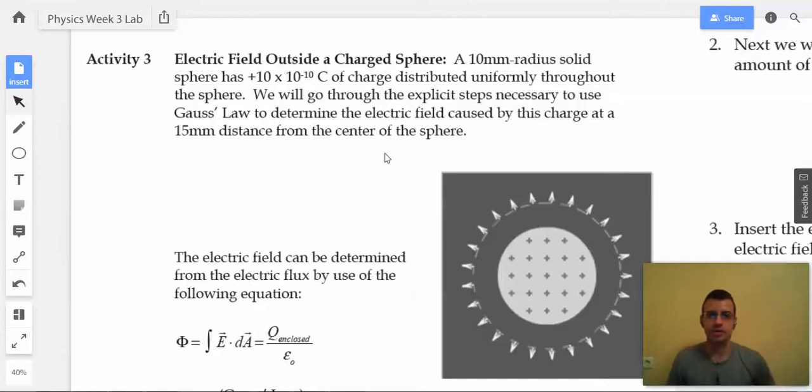Activity 3. Electric field. The electric field outside of a charged sphere. A 10 millimeter radius solid sphere has 10 times 10 to the negative 10th coulombs of charge. Is that just a nanocoulomb? I'm pretty sure it's a nanocoulomb. They could have written 1 nanocoulomb. The charge is distributed uniformly throughout the sphere. We will go through the explicit steps necessary to use Gauss's law to determine the electric field by this charge at a 15 millimeter distance from the center of the sphere.